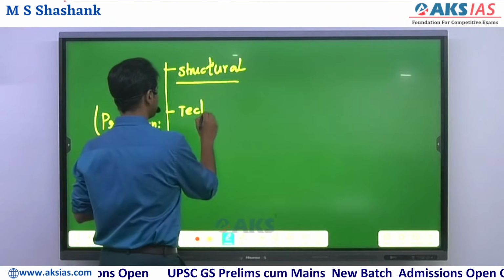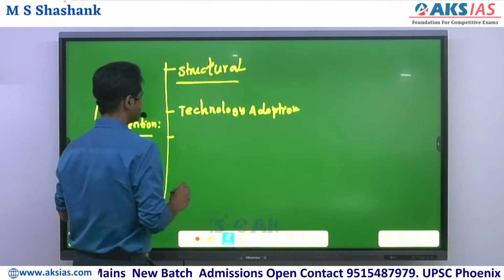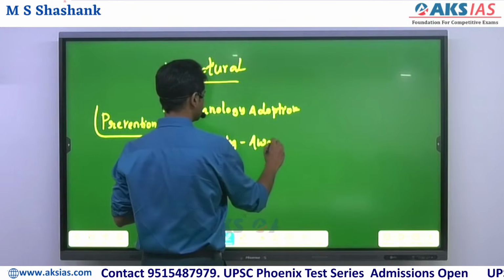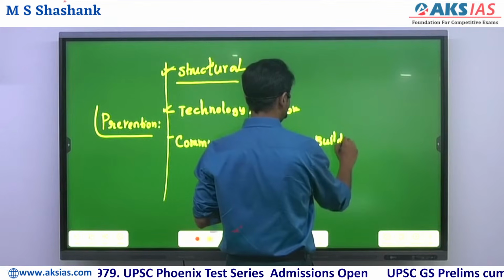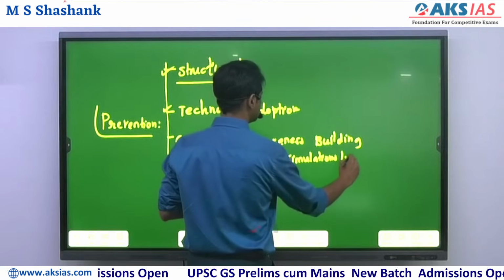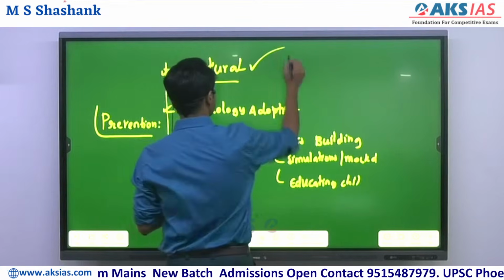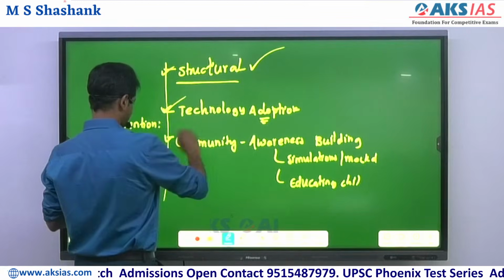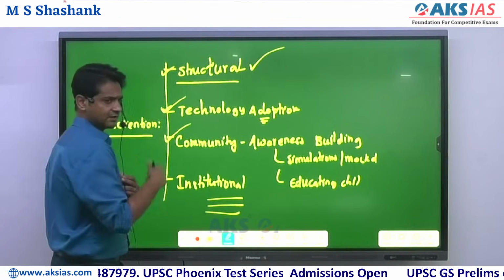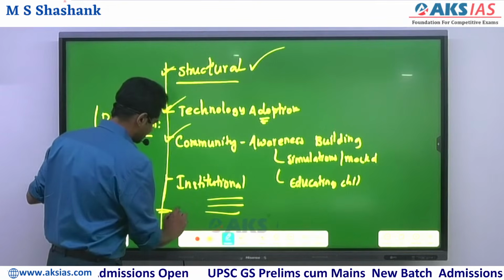Then any prevention can happen through technology adoption. Any prevention can happen through community awareness building. And within community awareness building, simulations, mock drills, educating children, like that. So, structural measures, non-structural measures like technology adoption, community awareness. And institutional support: specialized institutions, let's say for fire management, you need specialized gear, and specialized people with specialized skills.